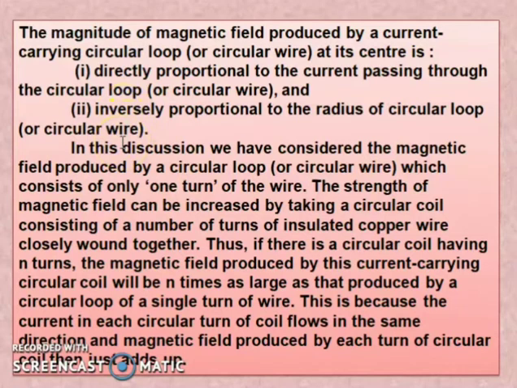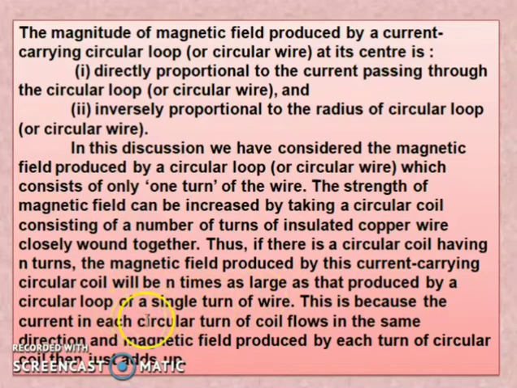In this discussion we have considered the magnetic field produced by a circular loop which consists of only one turn of wire. The strength of the magnetic field can be increased by taking a circular coil consisting of a number of turns of insulated copper wire closely wound together. Thus, if there is a circular coil having n turns, then the magnetic field produced by the current carrying circular coil will be n times as large as that produced by a circular loop of a single turn of wire.